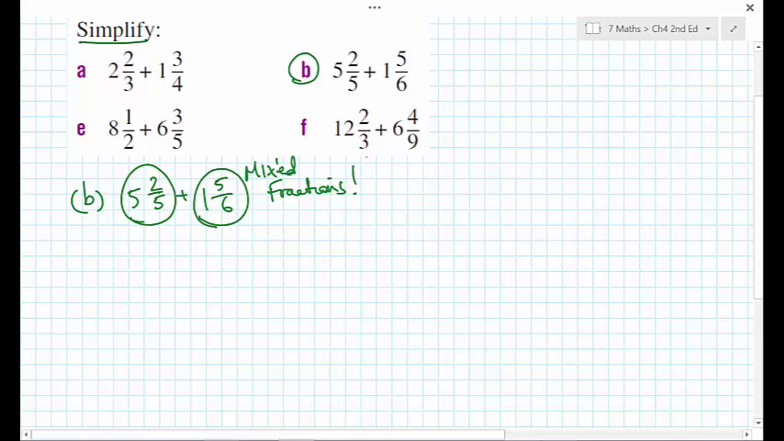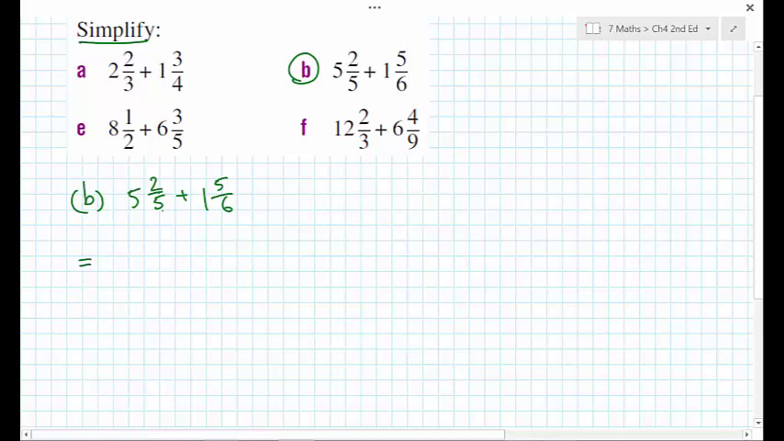I don't like mixed fractions. Never try to work through problems with mixed fractions. You need to convert them to improper fractions first. So let's have a look at how I convert these to improper fractions first, and we've learned how to do this before.